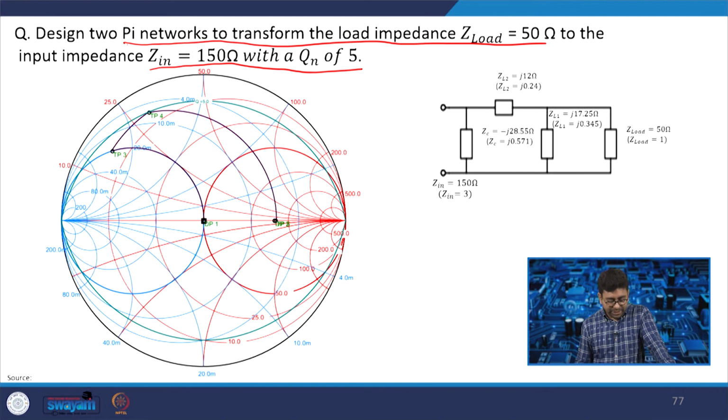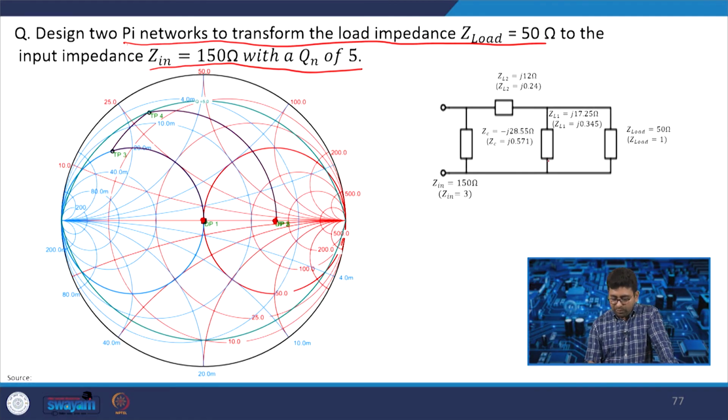We will first represent the Z load, which is 50, on the Smith chart. So, this is the Z load 50 on the Smith chart, and then we locate the input impedance 150 on the Smith chart. So, this is the 150 on the Smith chart. Now, here we want to travel to the 150 and we are using a pi network.